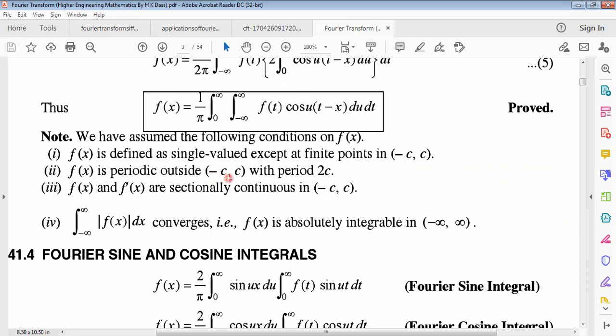And it followed four conditions that we discussed in our previous lecture.